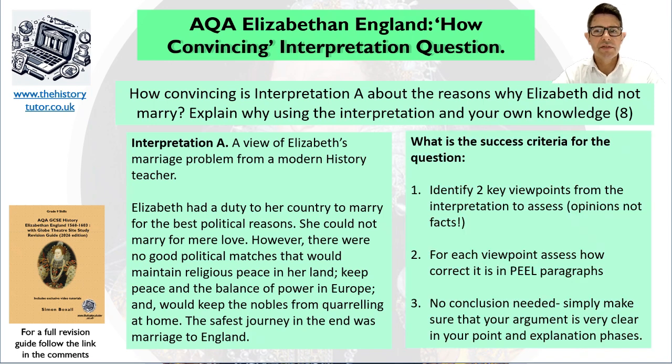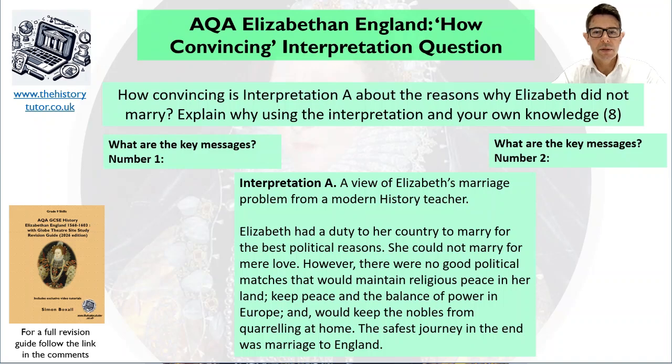Okay, so the success criteria for this question is relatively simple. You pick out 2 messages, and each message is a paragraph, and you explain with your knowledge whether you think it's correct or not. So let's actually do this exercise now, shall we? Have a read through and see if you can work out 2 clear messages about reasons why Elizabeth did not get married. Pause me now and give it a go.